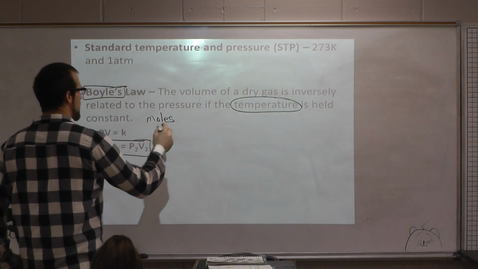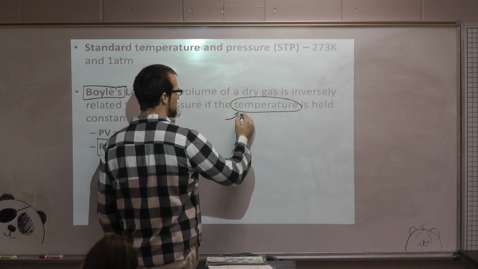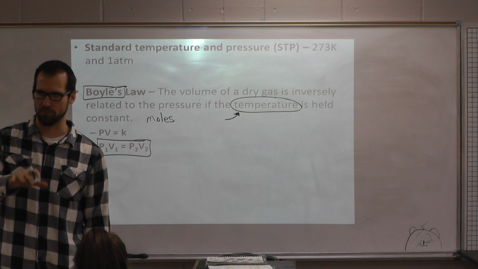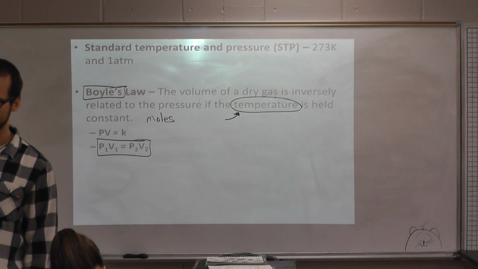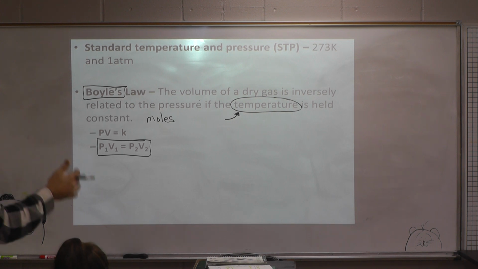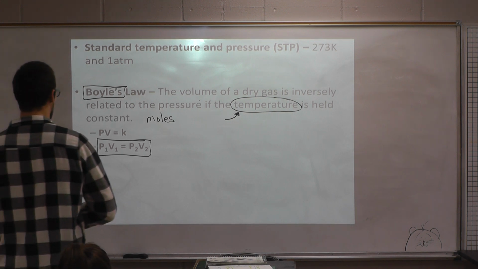Now, the reason why temperature needs to be held constant is because if you change the temperature, that's going to change things. We're going to figure out how the temperature is going to affect pressure, and how the temperature is going to affect the volume. And so what they did is they isolated 2 variables so they could see specifically how they impact each other. Okay?